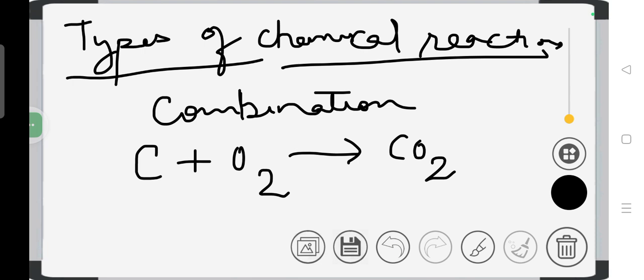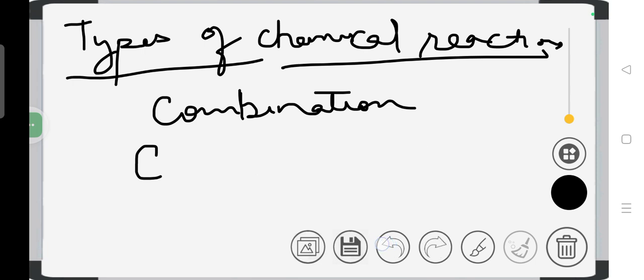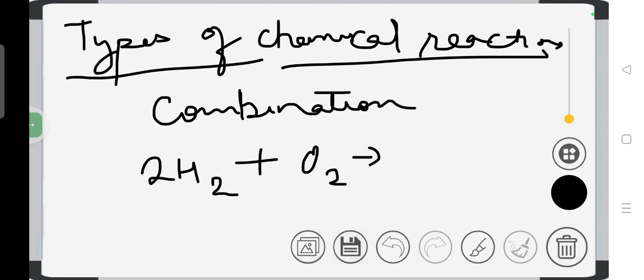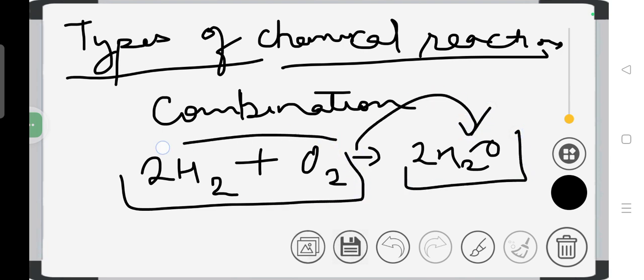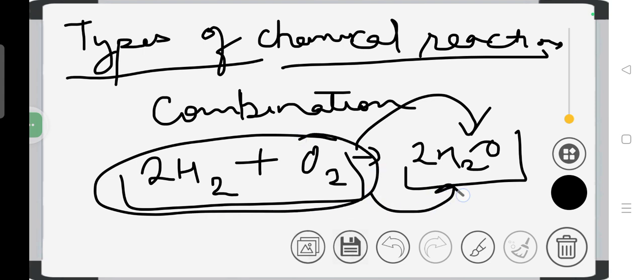Similarly, in the formation of water, when two molecules of hydrogen combine with oxygen, it gives us 2H2O. So this is also a combination reaction, because here two reactants are combining to give a single product. Here two reactants combine to give a single product, so it is a combination reaction.